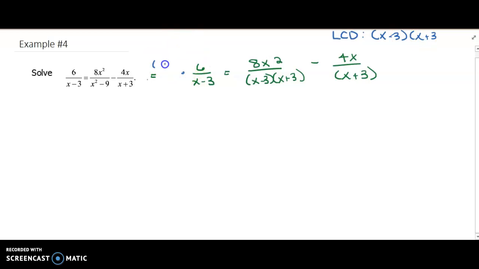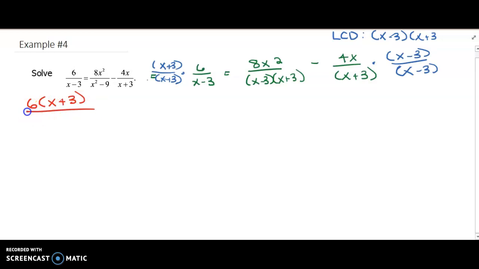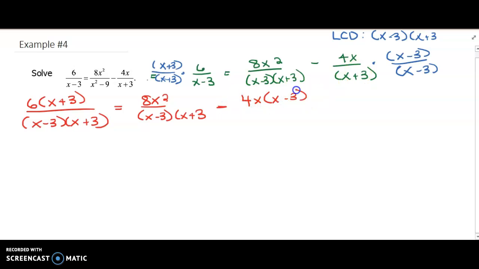Okay, so I'm going to multiply this by x plus 3 over x plus 3. And then this has the denominator I want, so I'm going to multiply this by x minus 3 over x minus 3. When I do that, what I get is 6 parentheses x plus 3 over (x minus 3)(x plus 3). That's going to equal 8x squared over (x minus 3)(x plus 3), minus 4x(x minus 3) over (x plus 3)(x minus 3).